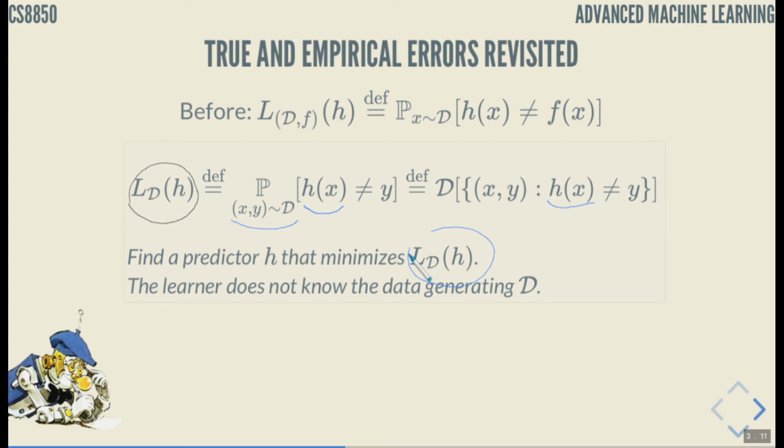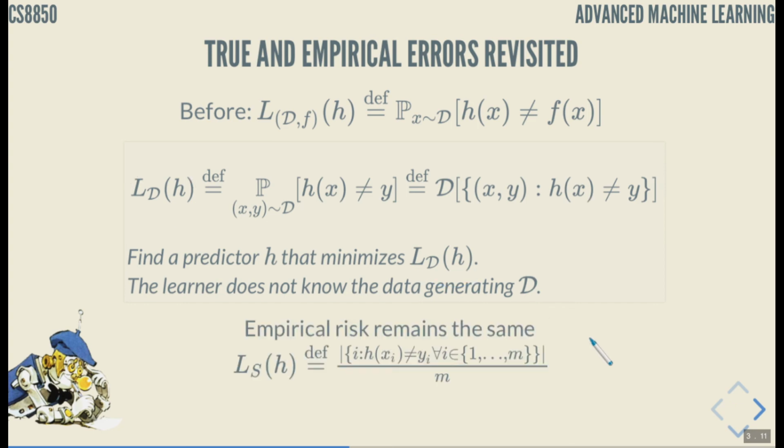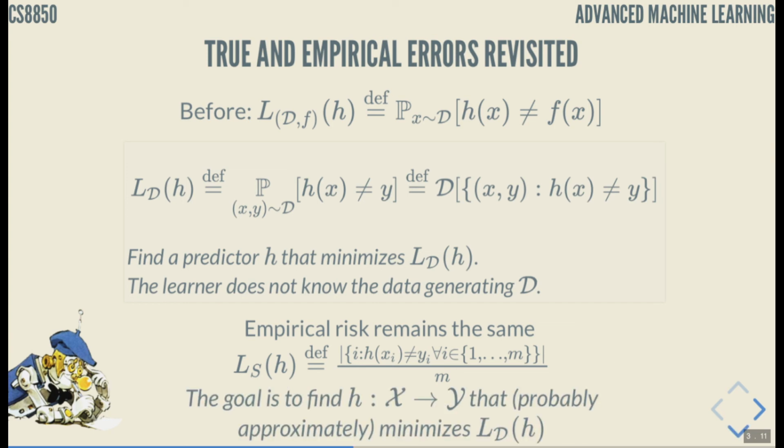And the problem with this desire is that the learner doesn't know the data generating distribution. In the real world, we rarely know the data generating distribution. So empirical risk remains the same as we defined it before. It's the number of incorrectly classified samples over the total number of samples in the training set. And now our goal is to find a hypothesis that probably approximately minimizes the true loss.